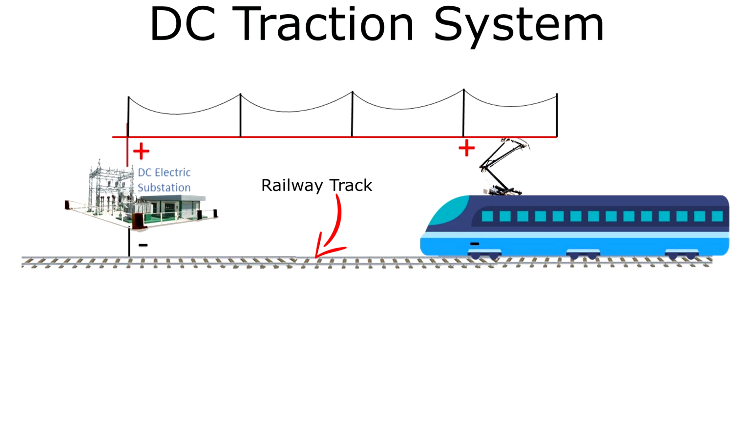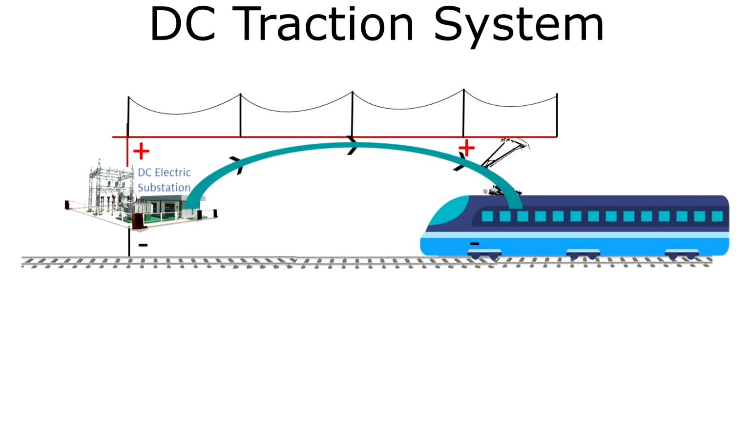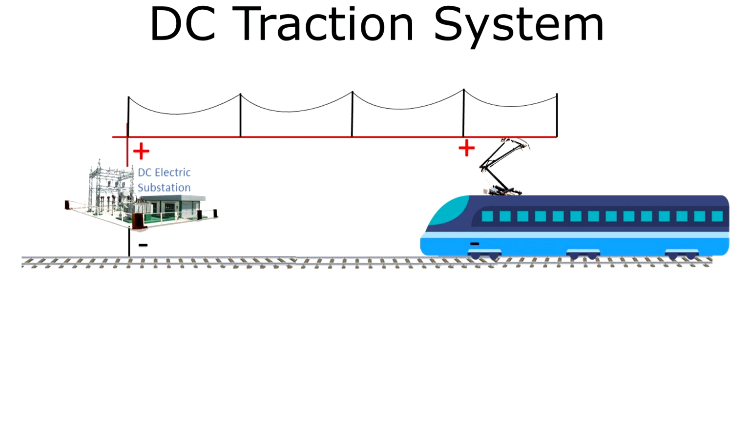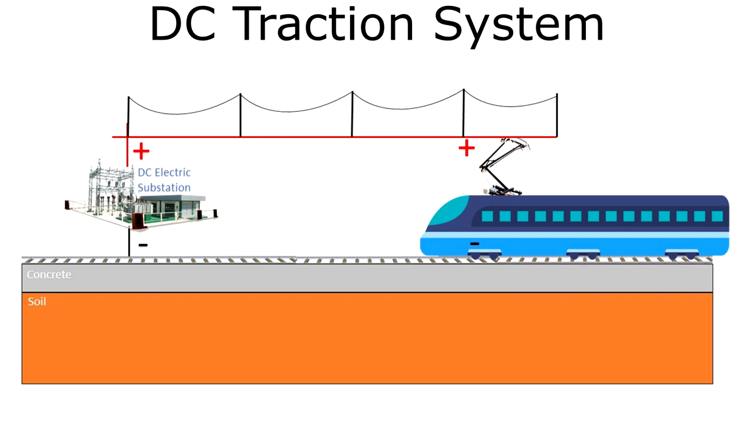As before, the flow of current will be going out from the positive through the conductor that's going into the train, then coming out of the train to the rail and coming back to its source, which is the DC substation. But this is ideally. In practice, we shall have a layer of concrete and a layer of soil. So step by step, let's take the flow of current.